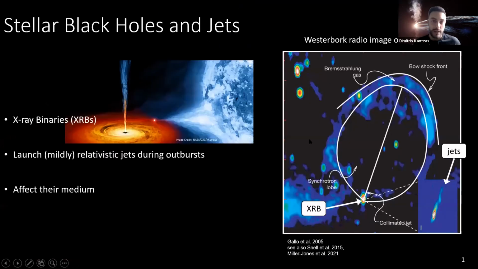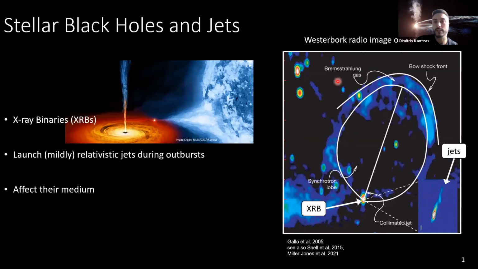Just to be sure that everyone is on the same page, stellar black holes located in X-ray binaries accrete matter through an accretion disk from their companion star, and they launch two mildly relativistic jets during outbursts, as you can see here in this artist's impression. These jets carry away material and energy from the very close vicinity of the black hole to the outer regions of the black hole binary, and they affect their medium.